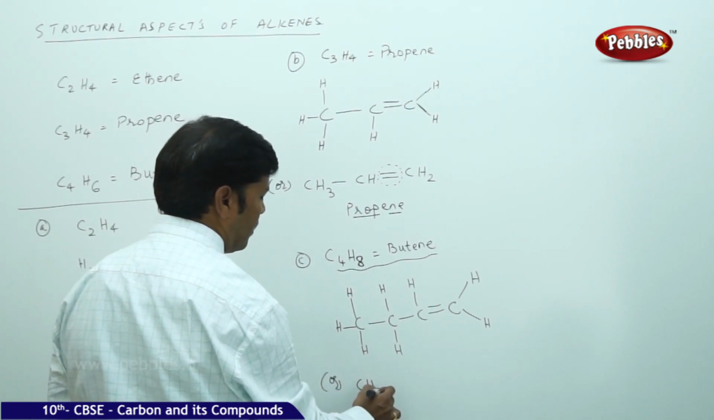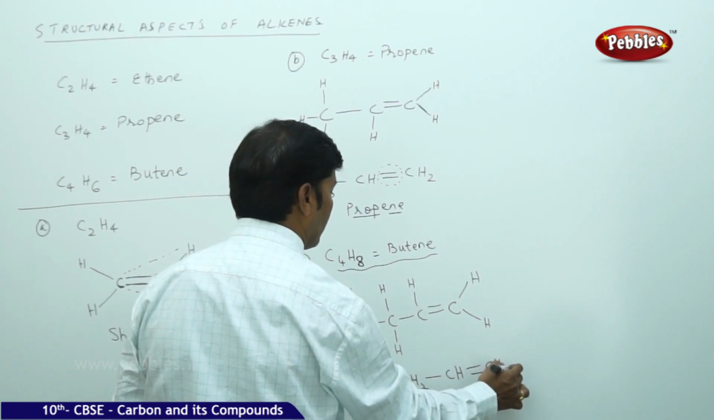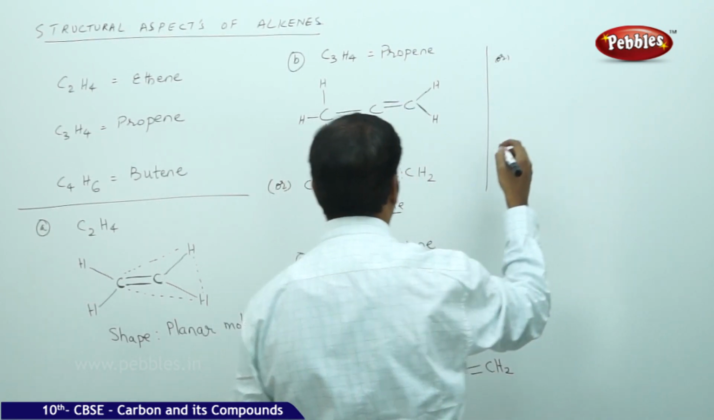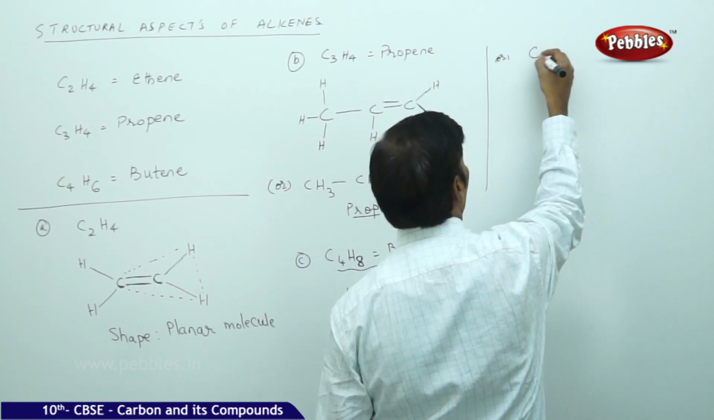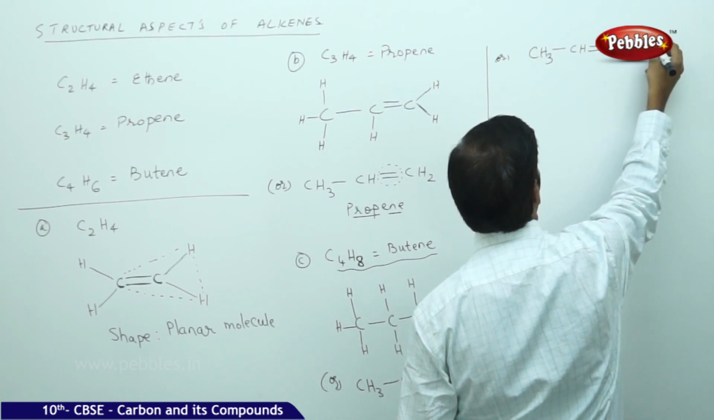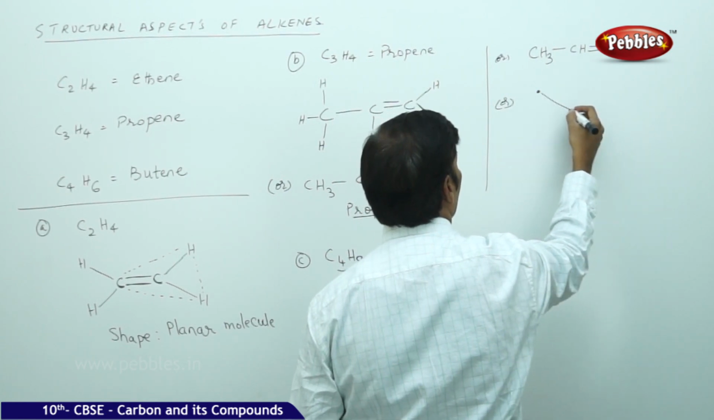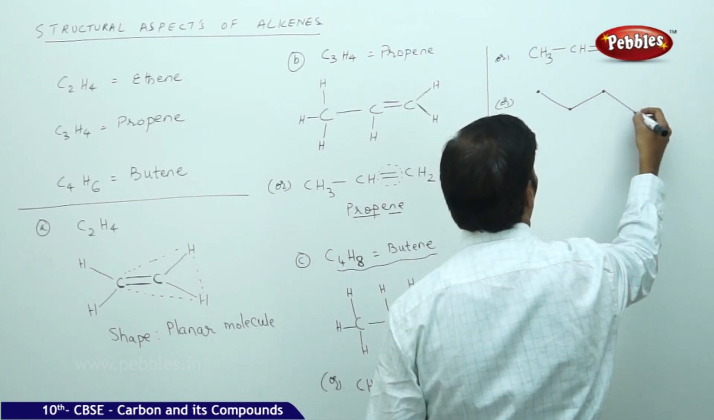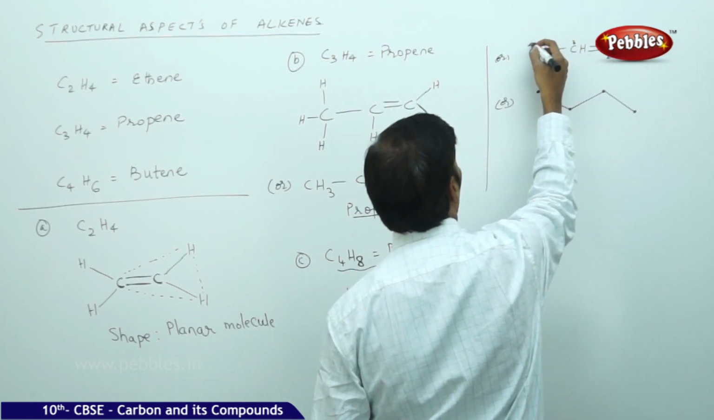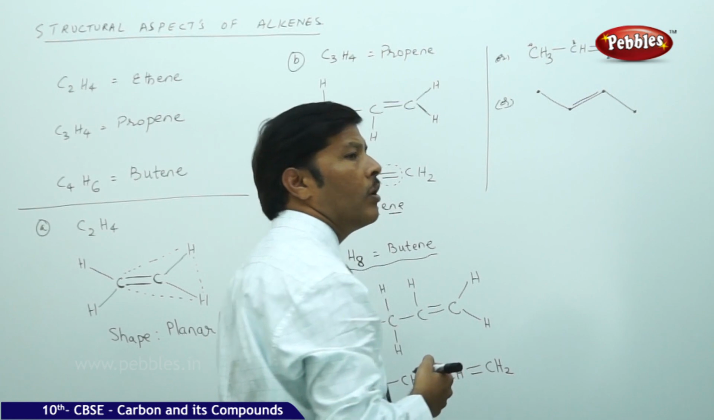The structure of butene you can simply write as CH3-CH2-CH=CH2, or you can write the same butene as CH3-CH=CH-CH3, or you can show the bond line structure as first carbon, second carbon, third carbon and fourth carbon. Here the double bond is between the second and third carbon, so you create a double bond between second and third carbon.